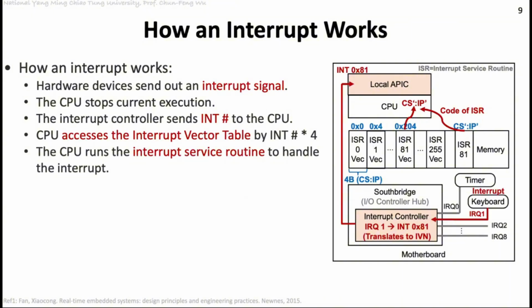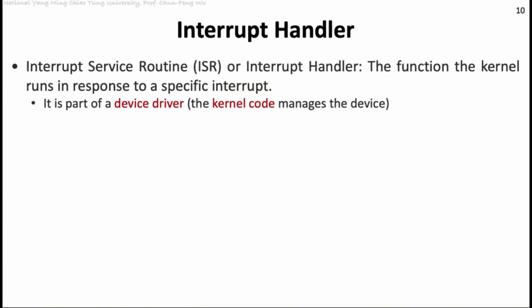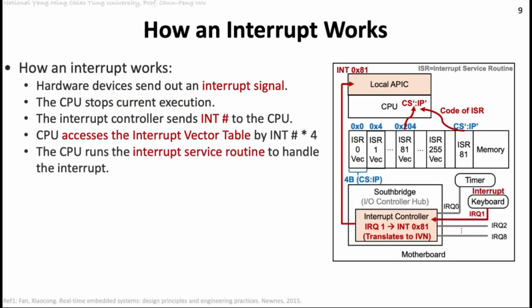Okay, so let's move on. Actually, the code of an interrupt service routine, you can think of each ISR as a piece of code to serve each interrupt. For example, ISR 0 may be for a read operation, and ISR 81 is the code to serve the keyboard. Okay, so this is about ISR.